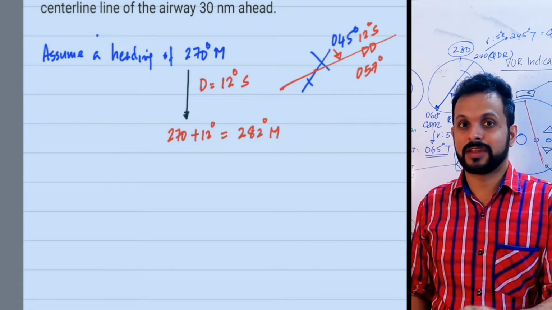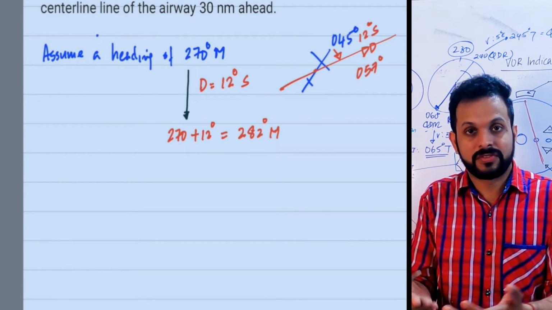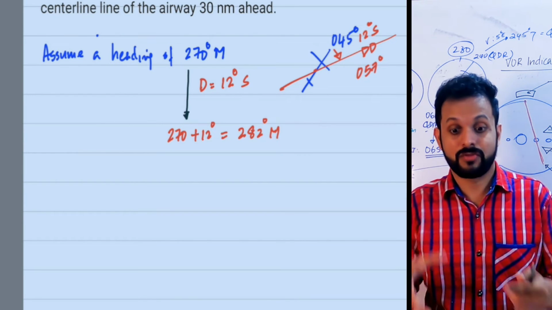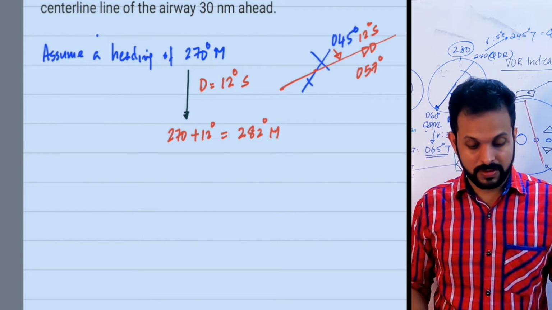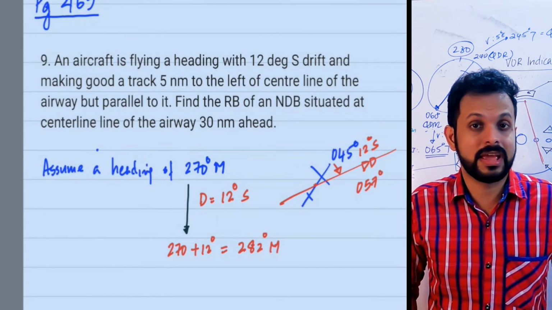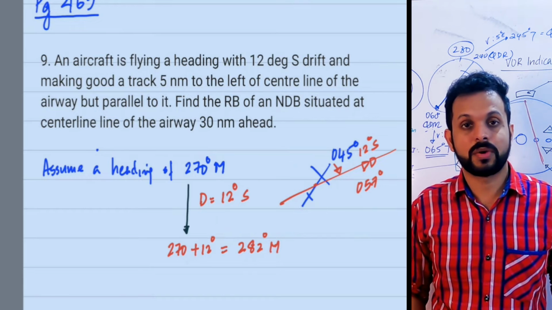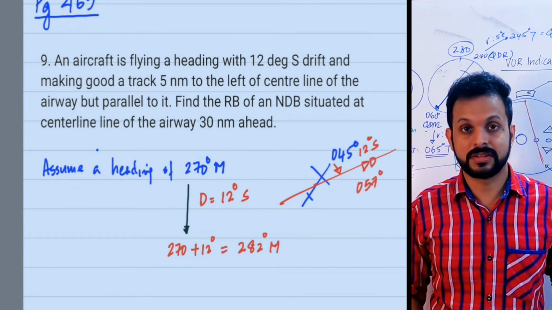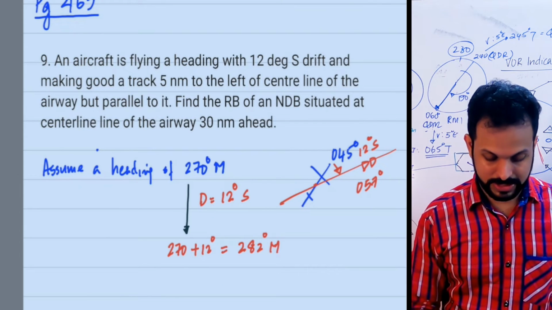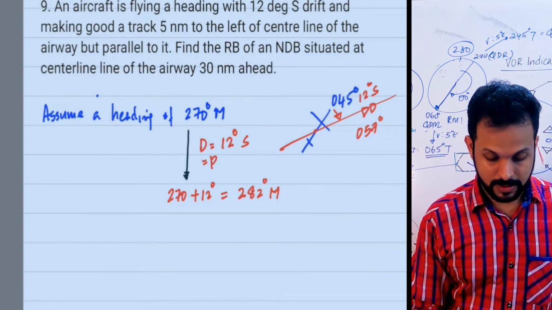All those drifts are actual drifts. The drift actually experienced by the aircraft, and for that reason the pilot is able to read it from the instrument. But in this particular case, the drift is just mentioned straight in the question. It's not derived from any ADF indication. It's just given as 12 degrees starboard drift, and hence for that reason you must consider it as a planned drift. So the drift in this question is the planned drift.